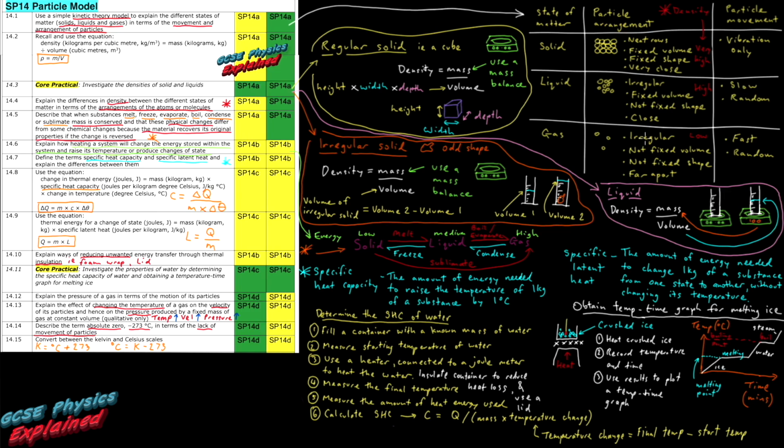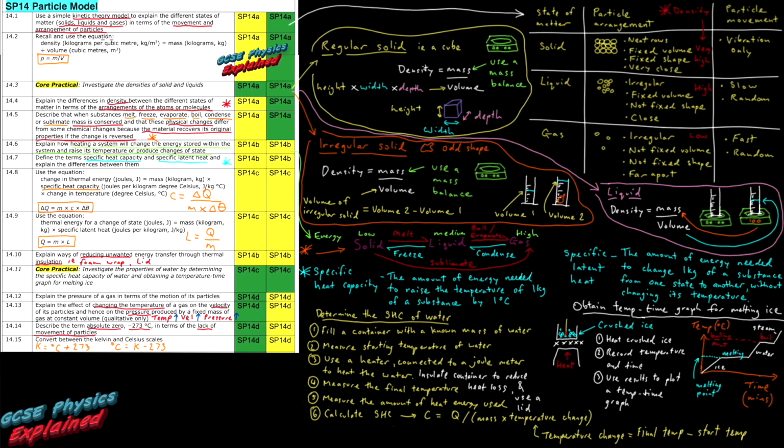Particles in a gas are irregular, so it means they're all over the place. Not a fixed volume this time. A gas will fill the volume of the room. It's not a fixed shape either, and the particles are far apart. How do the particles move? Rapid and random. Or if you don't like the word rapid, just say fast and random.